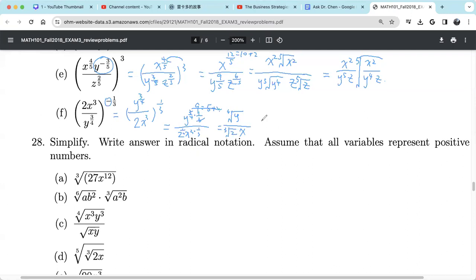So we get this. Okay. We get a cubic root of 2 in the denominator. Then x raised to the first power, because 3 times 1/3 is just 1. So just x.